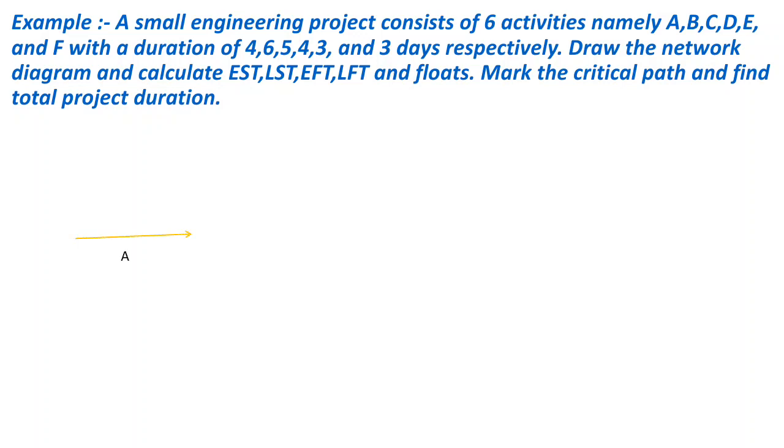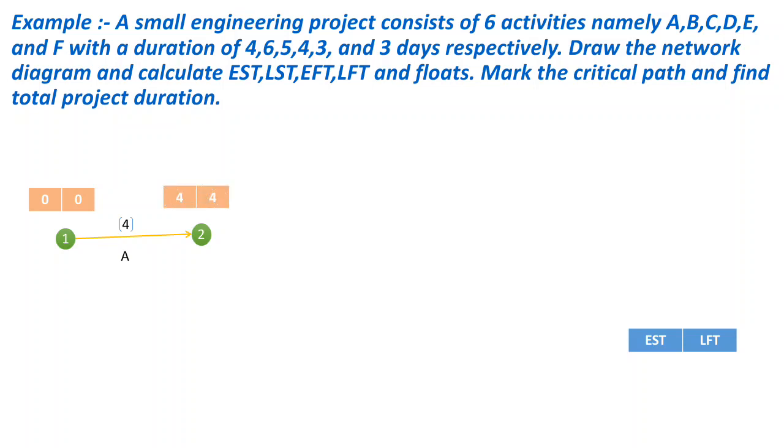We start with activity A. An activity is denoted by an arrow, and the name of the activity is written below the arrow. Its duration is written above the arrow. An activity starts and ends with an event. So it starts with event 1 and ends with event 2. Now we find the EST, which is written in the left side box. For event 1, EST is 0.